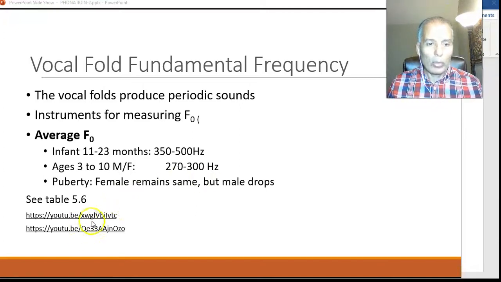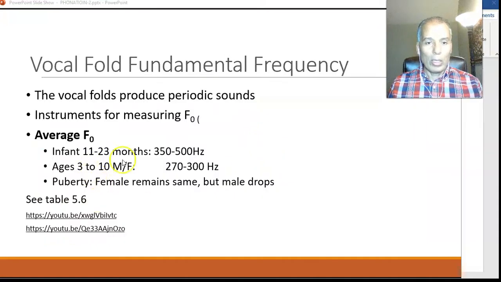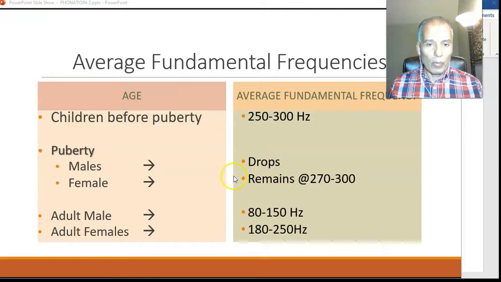And then there are two videos here that I would recommend that you watch. And so these are the values I just mentioned here. Children before puberty, there's something wrong with this, I'm sorry. This 350 to 500, I forgot to correct it. But the other values are okay.